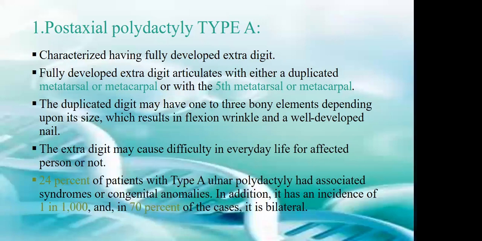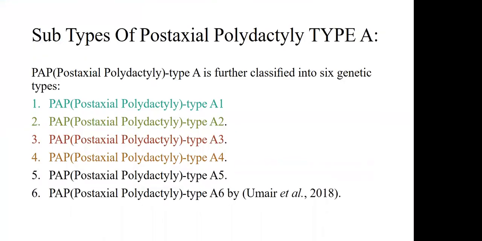Also, 24% of patients have type A with ulnar polydactyly that is associated with syndromic and congenital anomalies. Means 24% of people have syndromic post-axial polydactyly, and the remaining 75% of people have bilateral polydactyly. And post-axial polydactyly subtype A is further divided into 6 types.